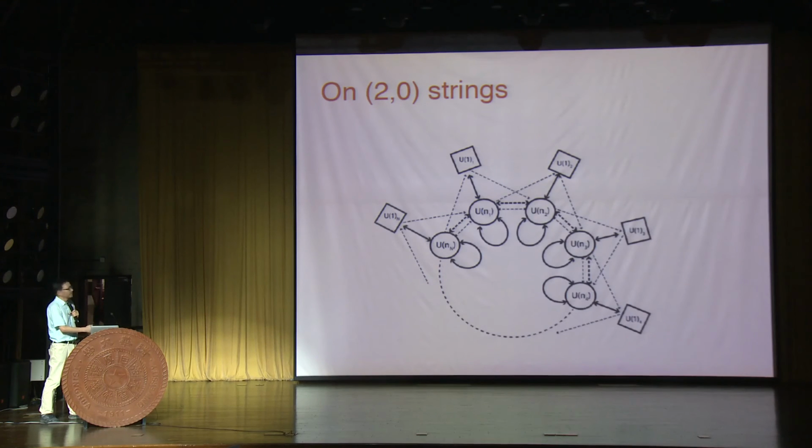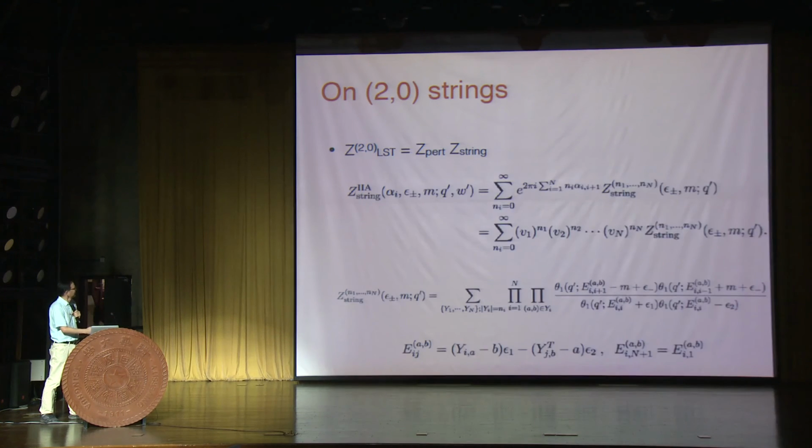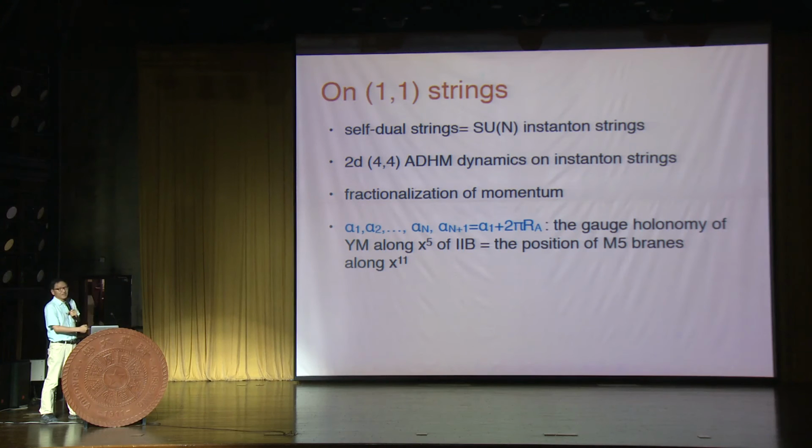Here is the theory on the 2,0 series. Here is the partition function given in terms of theta functions. Here v1 to vn are basically chemical potentials for fractional strings. And here is the partition function for various numbers of strings. And the 1,1 theory is the instanton string, so the instanton string dynamics is easier, simpler.